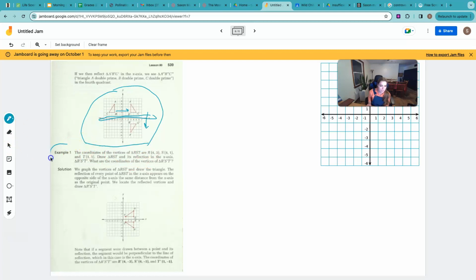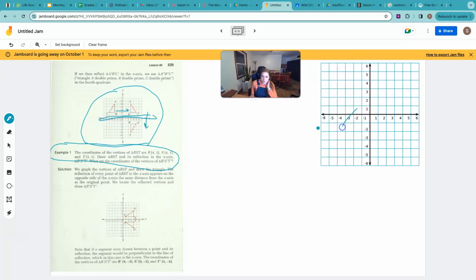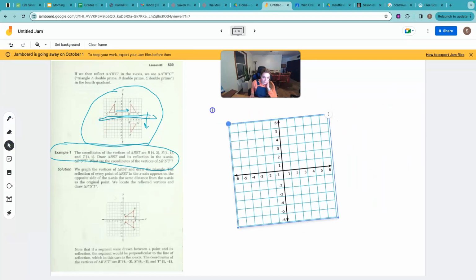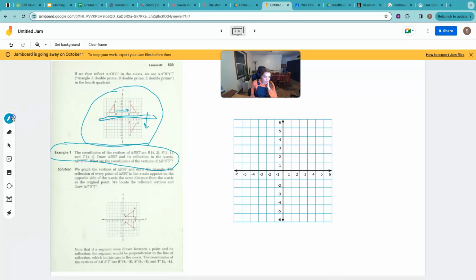So, let's take a look at example 1 here. Example 1 says the coordinates of the vertices of triangle RST. Let's get our coordinate plane over here, make it a little bit bigger for us. It says the coordinates of the vertices of triangle RST are R (4, 3). So we go 4, 3. Remember, x-axis always first. So this is point R. Point S is at (4, 1). And point T is at (1, 1). So there's our triangle.